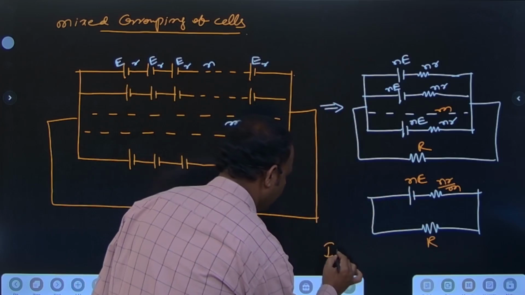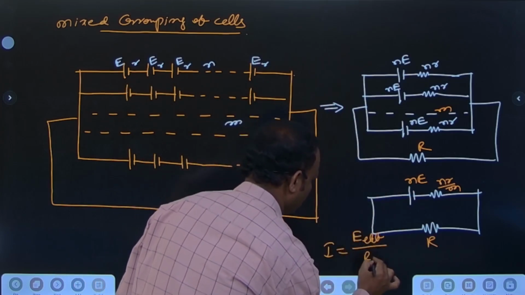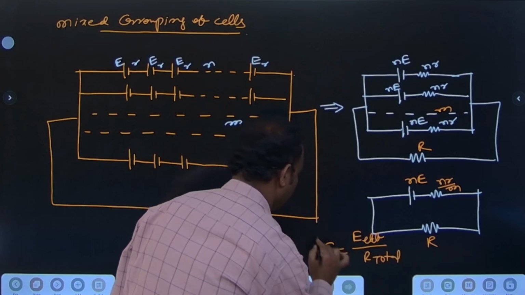So the current I is equal to E effective by R total, we can write.